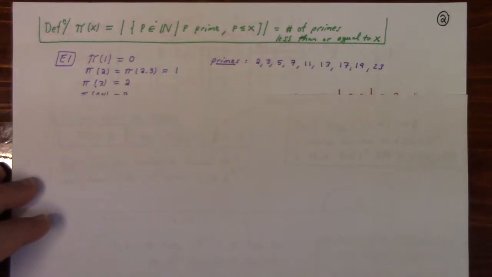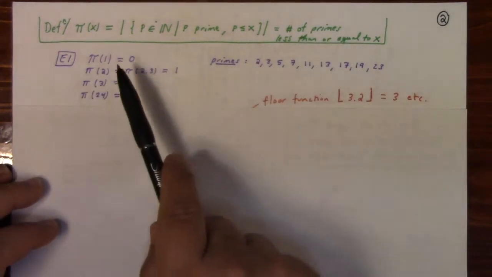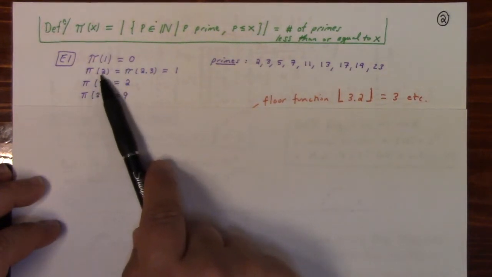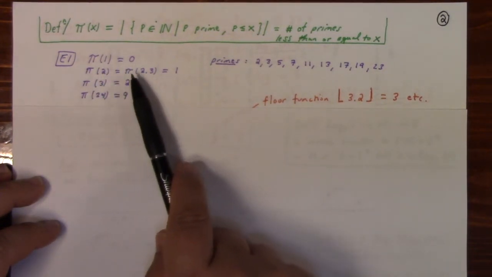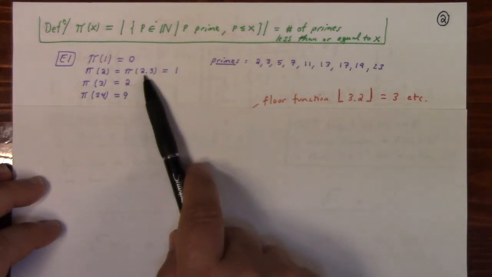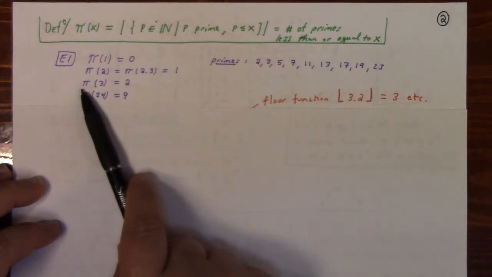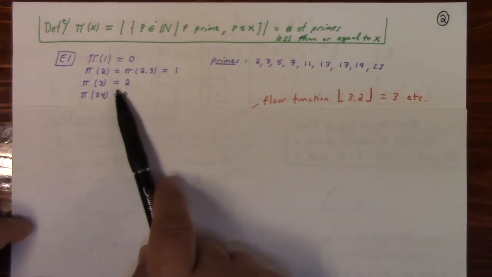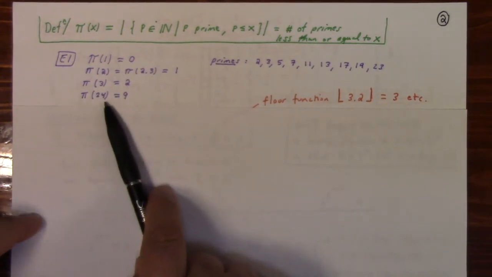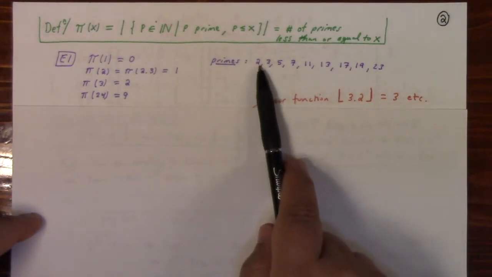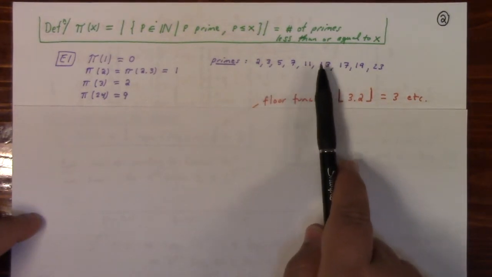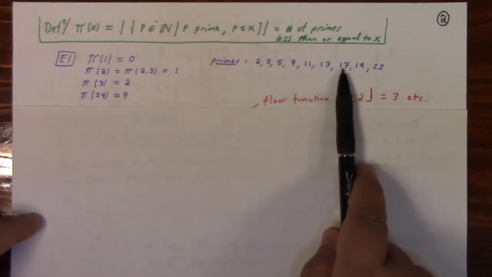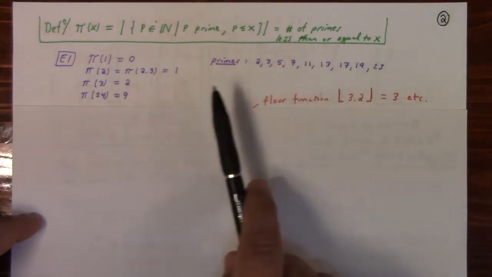So here's some hard data for you. Number of primes less than or equal to 1, 0. Number of primes less than or equal to 2. Well, there's just 1, it's 2, right? 2.3 is still 1. Number of primes less than or equal to 3. Well, there's 2 and there's 3, so there's 2. Number of primes less than or equal to 24. Well, 1, 2, 3, 4, 5, 6. Wait a minute. 1, 2, 3, 4, 5, 6, 7, 8, 9. 9.